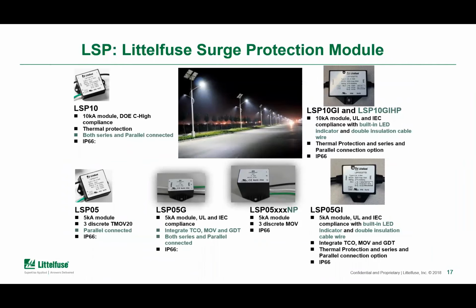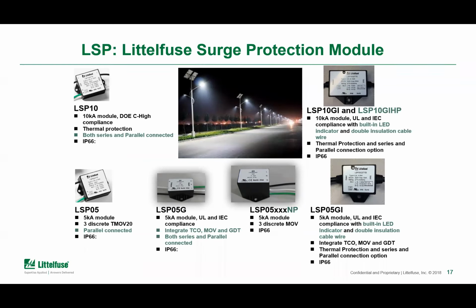My last slide is just to provide you with a high-level overview of the types of modules offered by Littelfuse. There's a progression in how we've come through to meet the needs of the lighting industry. The first one, starting on the upper left-hand side, is our LSP10, and below that is our LSP05. These were our first standard modules that we developed. The LSP10 is a 10 kA module. The LSP05 is a 5 kA module. The LSP10 is available in both series and parallel connected and is thermally protected.